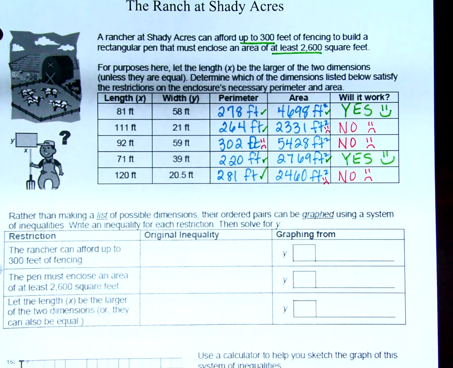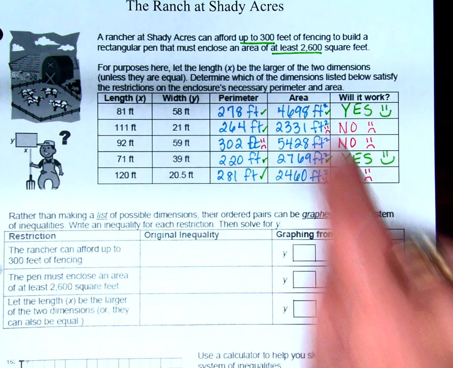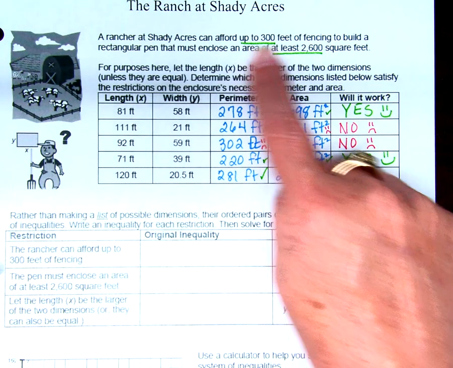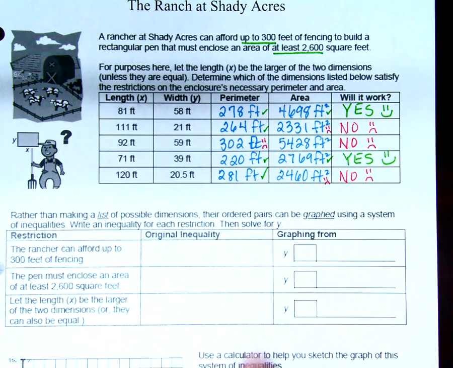Now, can we think of all the possible dimensions that are up to 300 for perimeter and greater than 2,600 and then make a table like this and try all of them? We could. How long would that take us? Eternity, right? It would be an infinite amount of time because how many points are there in this? An infinite amount of points, right? So do you want to try that? Yeah, neither do I.